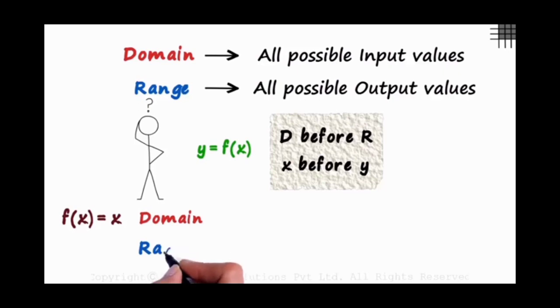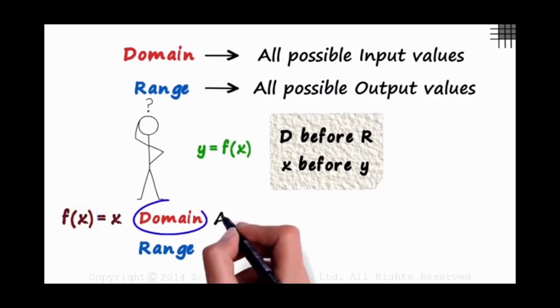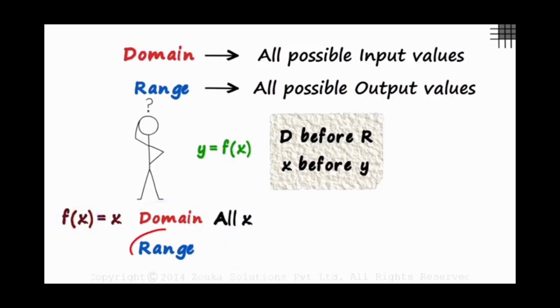Coming to the point, what will be the domain and the range of this function? Domain will be all the values x can take in this function. x can take any value, yes, just about any value. So the domain is all x, and the range, which is y, or the output, can also take all values that x takes. So the range will be all y values.